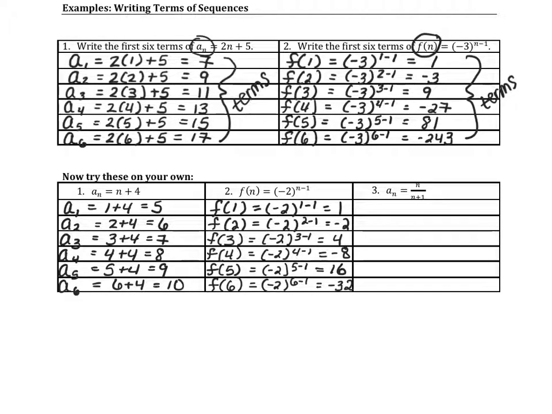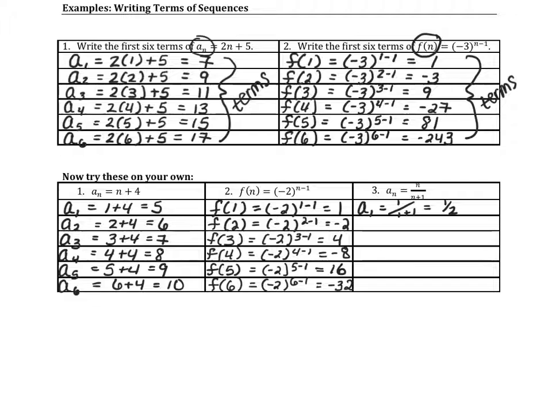Last one over here. Be careful with the fraction. We're going to start off with our first term. So a sub 1 is representing the fact that this is our first term. Unless specified, always assume you're starting off with plugging in a 1. So we would have a 1 on the top and then over 1 plus 1. That's going to give you 1/2.